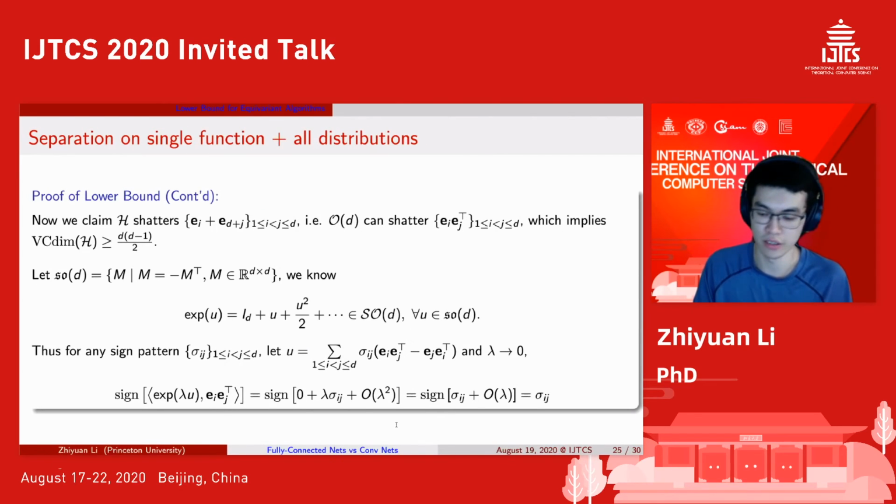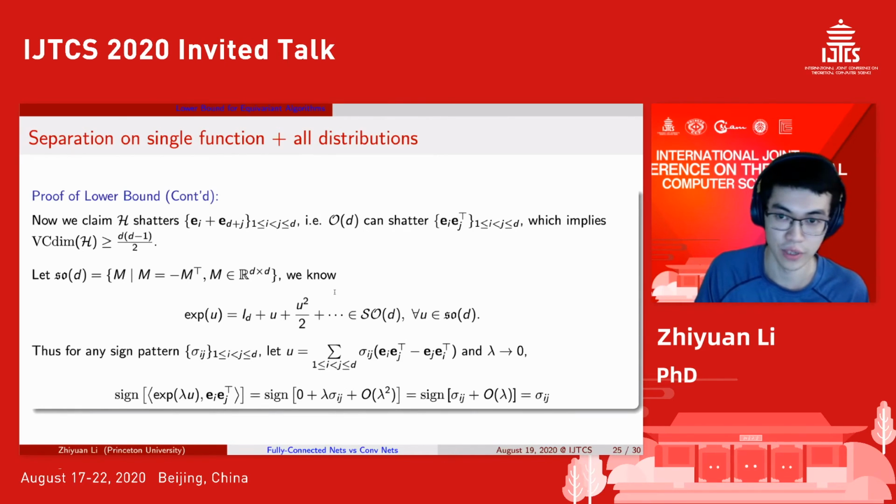And this is very intuitive, because the orthogonal group is a d times d minus 1 over 2 dimensional manifold, and if we just think about the tangent space at any point, we already get a d times d minus 1 over 2 dimensional linear space. So we can prove it in this way. We just pick this many samples, which are exactly d times d minus 1 over 2. And we claim that the orthogonal group can shatter these examples.